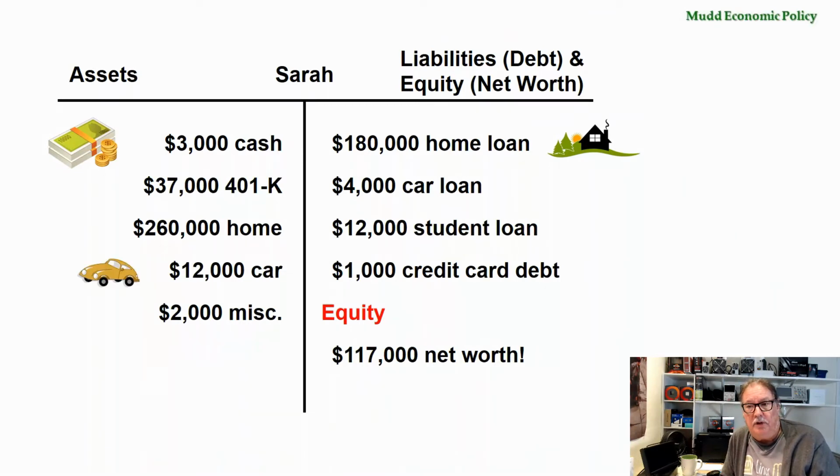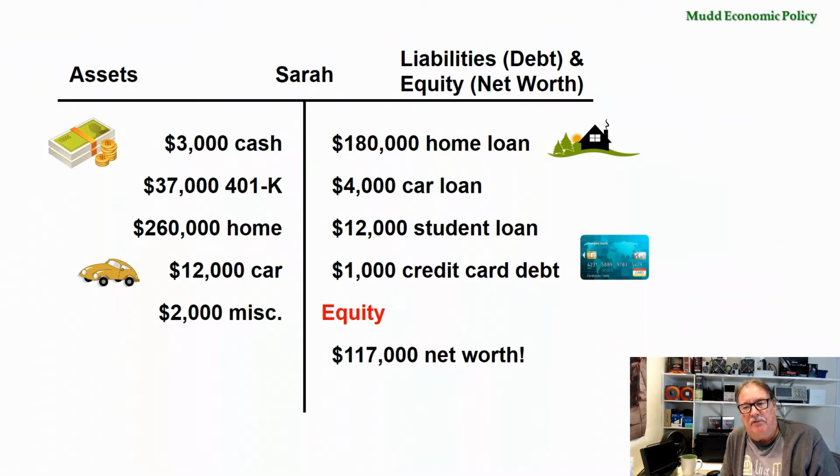To continue this example, Sarah has a $12,000 car. She still owes some money on that car, and let's say that that's a $4,000 car loan. She also has a student loan for $12,000, and let's say that she has a $1,000 credit card debt. So as you can see, looking at it carefully, the assets owned by Sarah, including those assets against which loans exist, are listed at their market value on the left side under assets, and then all of her debts are listed on the right side at the top.